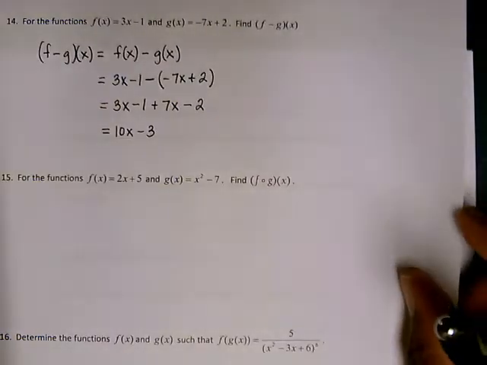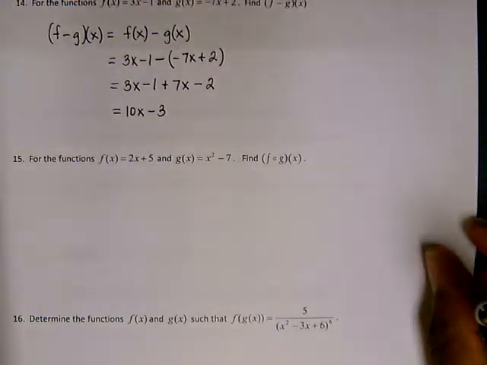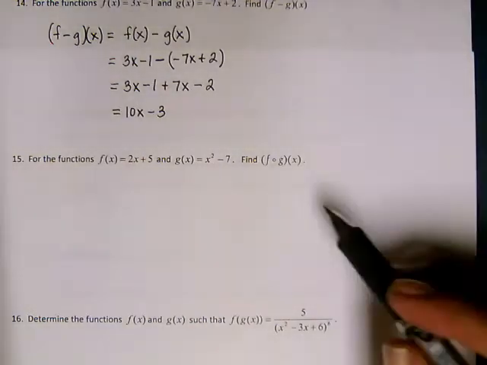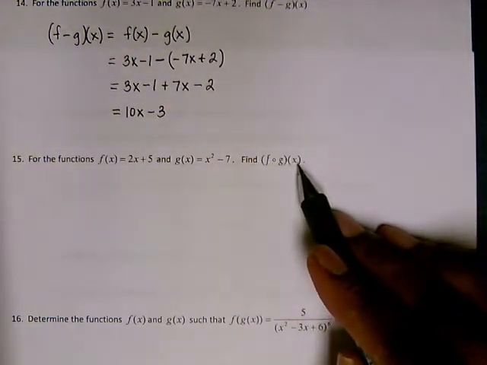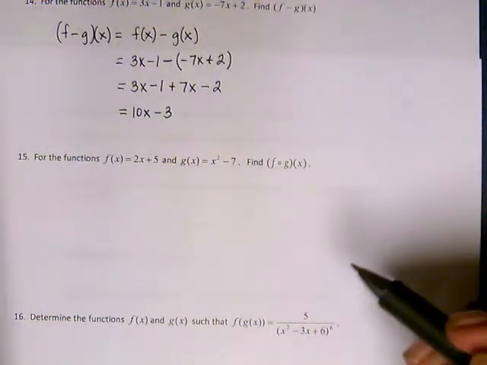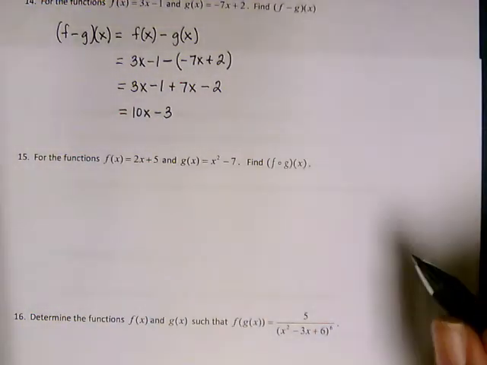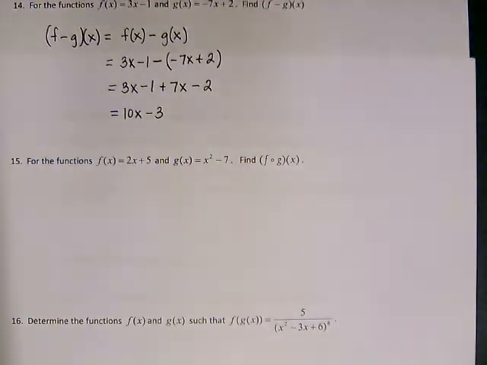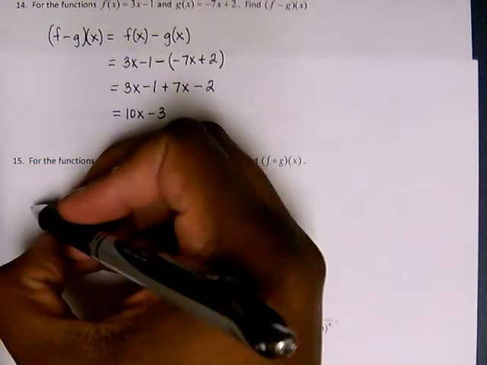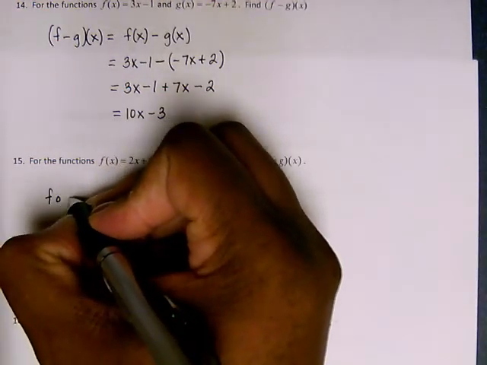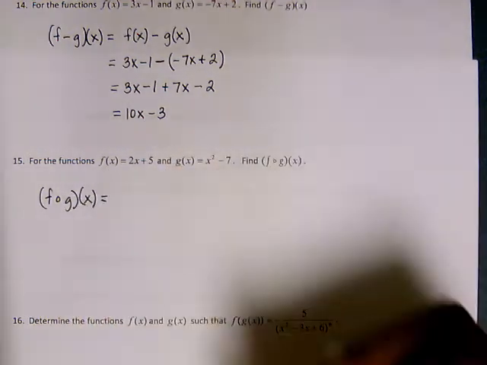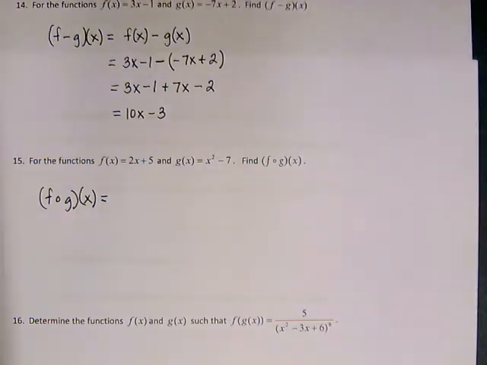Alright, problem number 15 is the composition of two functions, f of x and g of x. Well, the composition of f with g of x. In this case, your f of x is 2x plus 5. G of x is x squared minus 7. And we want the composition of f with g of x. Sometimes we call that f circle g of x.